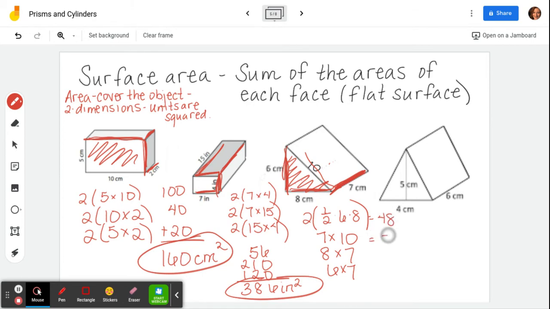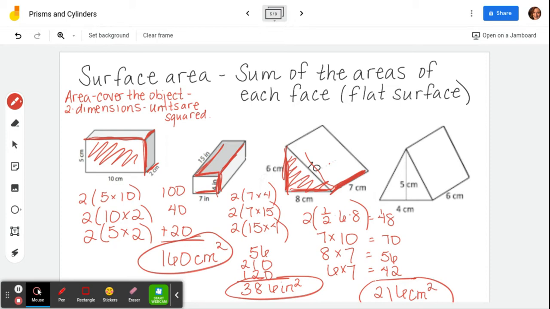And then I've got a 70, a 56, and a 42. So the total surface area is going to be what I get when I add all those up. Let's see, that's going to be 16, carry the 1, 5, 12, 17, 21, 216 centimeters squared. Let's do one more of those.